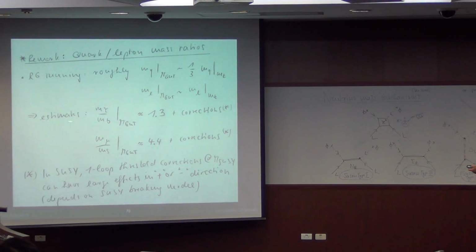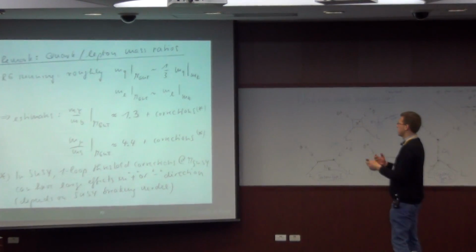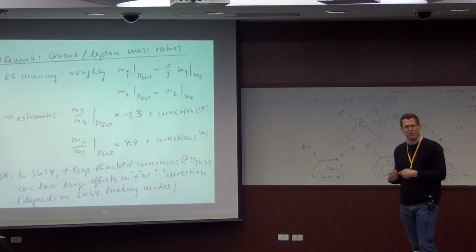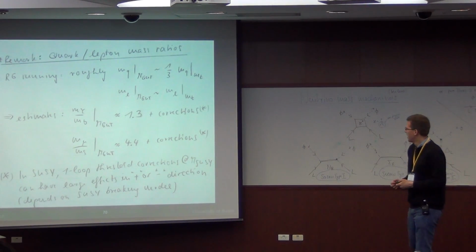Then, if you do this safely, you get estimates at the GUT scale, which are: tau to bottom mass at the GUT scale is about 1.3, and mu to strange quark mass is about 4.4 at the GUT scale. With some kind of errors, which have become much smaller recently, since also the strange quark mass is much better known, and so on.